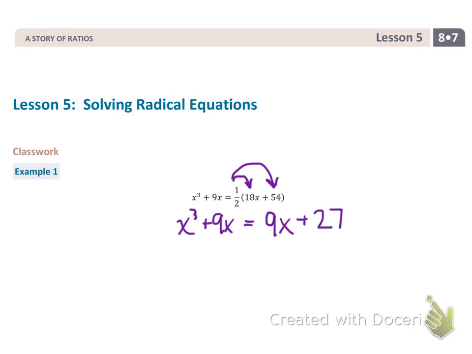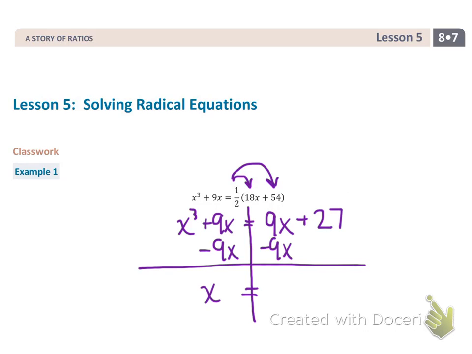And now I want to begin to use properties of equality to get these terms combined. So because the 9x's are on opposite sides, I'm going to subtract 9x from both sides of this equation, which really simplifies this equation, doesn't it? Because now, and I can draw a line down the middle here just to show the sides are staying balanced. So I subtracted 9x from both sides. So on the left I have x cubed, and on the right I have 27.